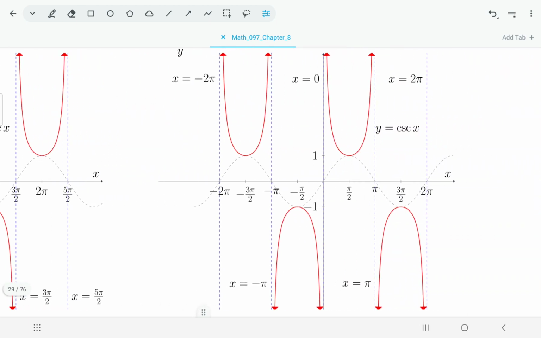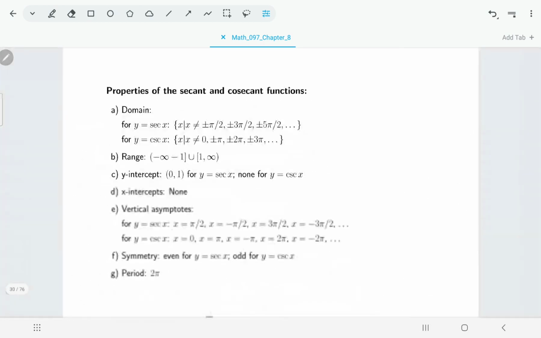And I've done a similar sort of thing with the graph of cosecant, where I've drawn underneath it the graph of sine, and we can see again, wherever sine is 1, so is cosecant. Wherever sine is negative 1, so is cosecant. And whenever sine had its x-intercepts, cosecant has its vertical asymptotes. And so from this, we get a bunch of properties for the secant and cosecant function.